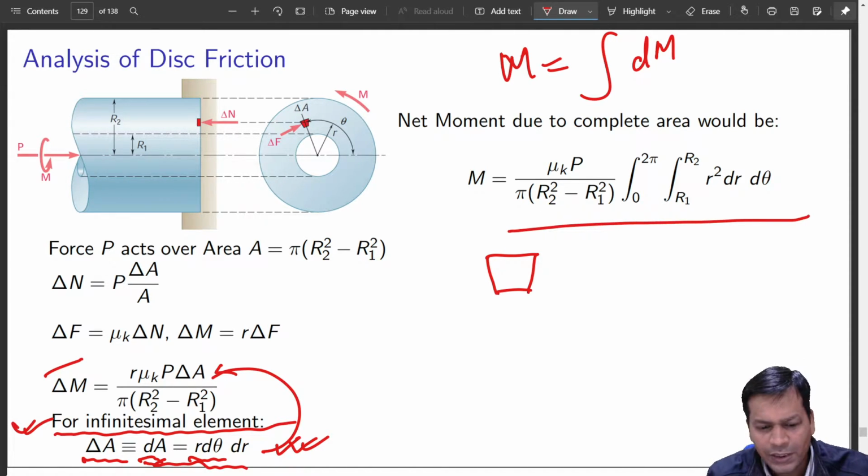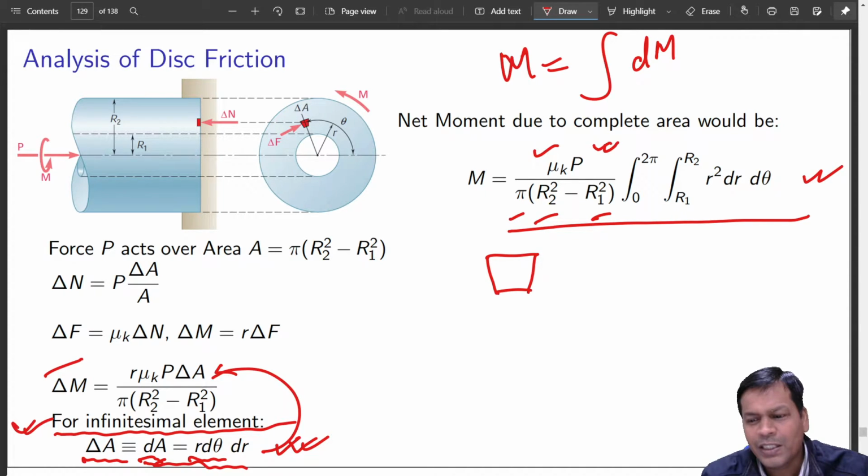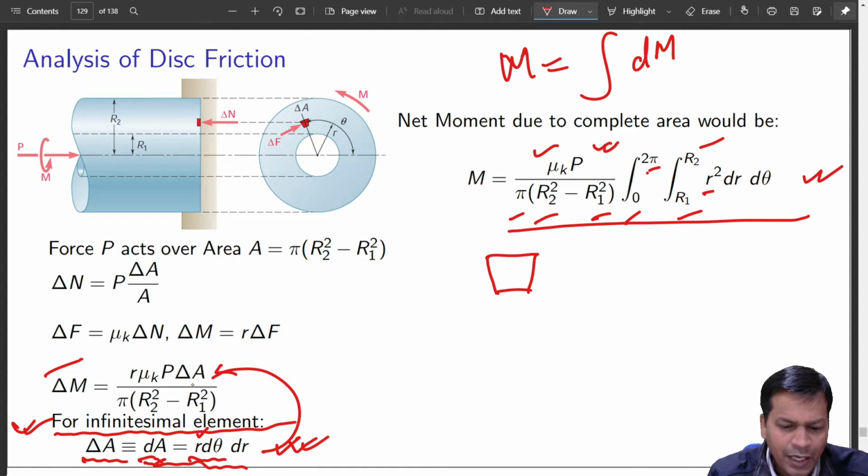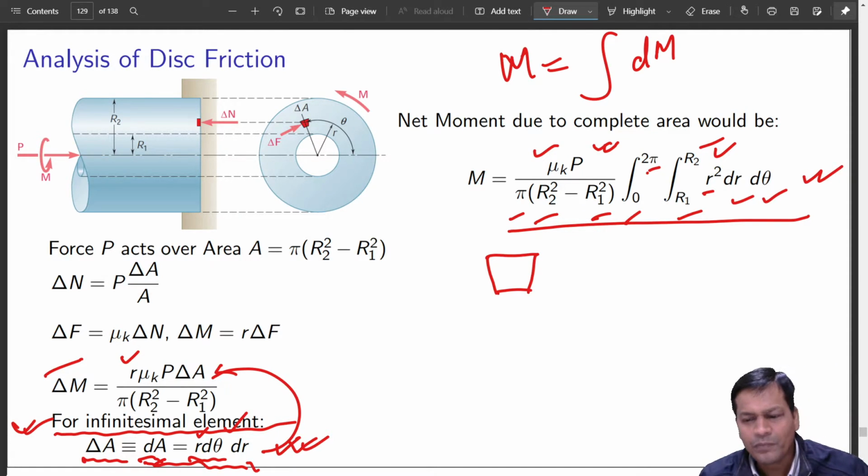Hope you agree with this. I have just substituted this into this and I got this. Everything else is a constant: mu is constant, external force is constant, radii are constant, pi is constant. It is integrated twice, r1 to r2, 0 to 2 pi, r here and r here makes it r square, dr and d theta. Hope that is quite okay. Fine, so let us move ahead with this.